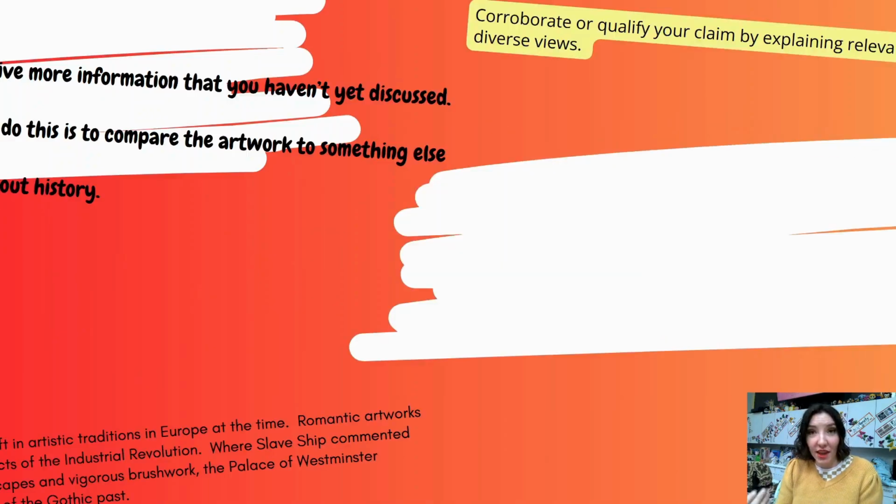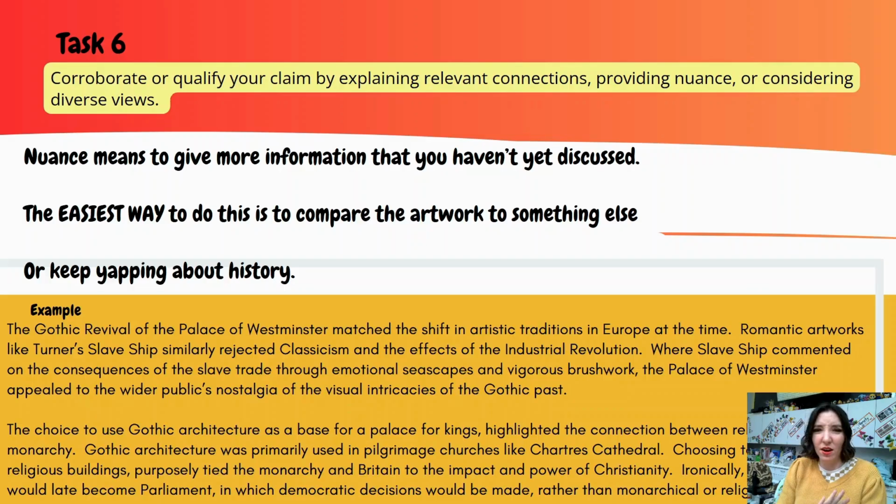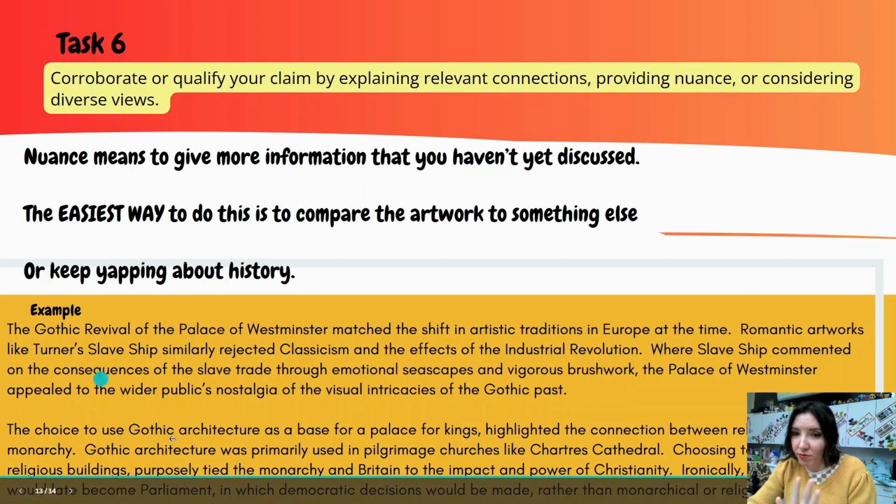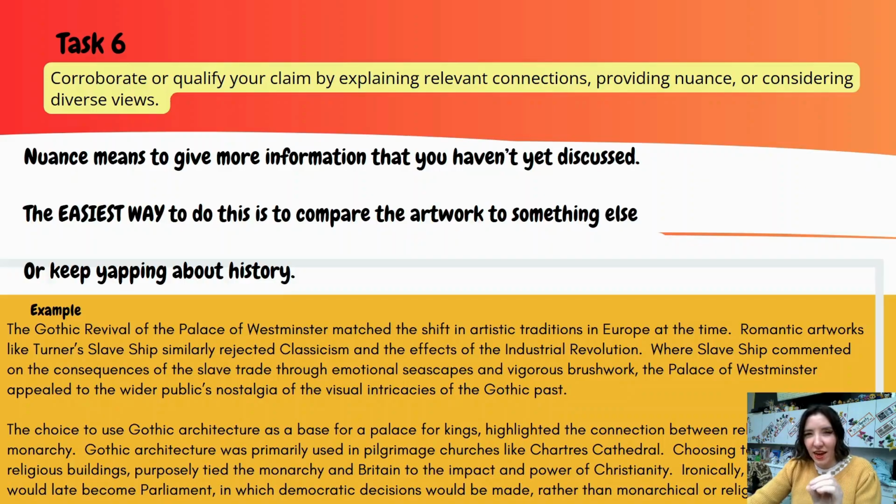That brings us to the last one. This is where a lot of people get really confused, and before you panic, these are 2 different options for examples. So the last task point, task 6, asks you to corroborate or qualify your claim by explaining relevant connections, providing nuance, or considering diverse views.